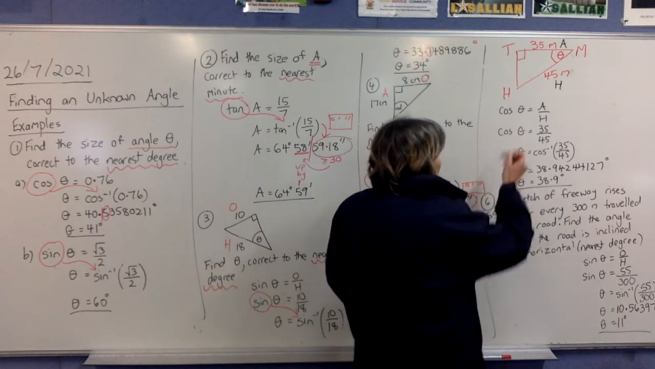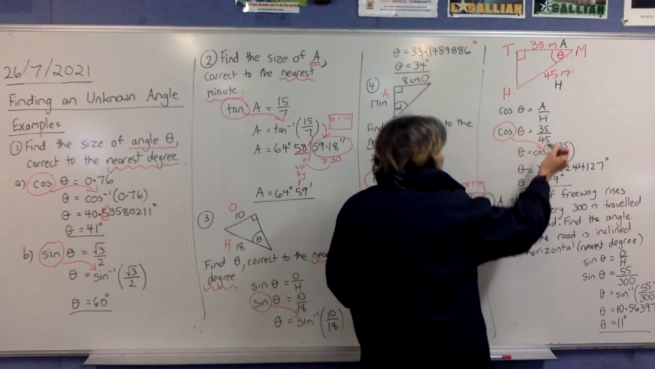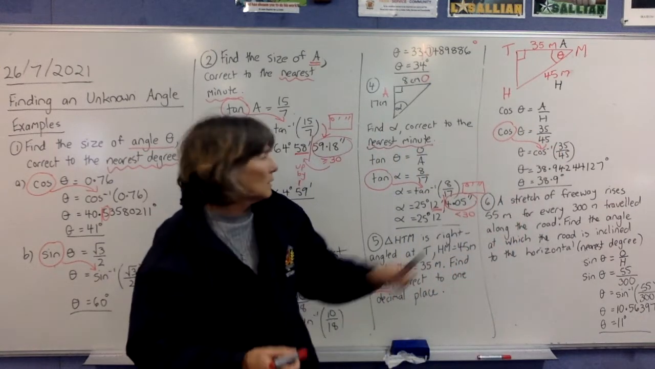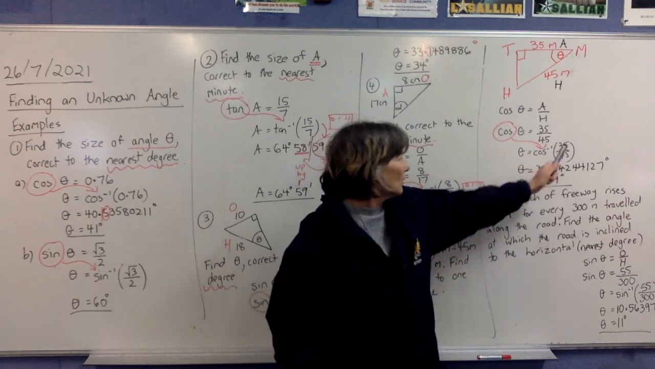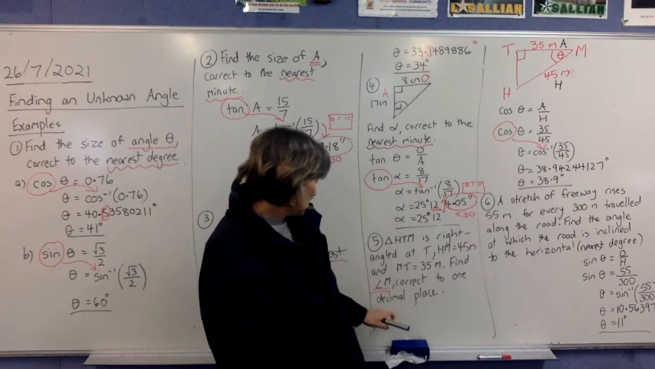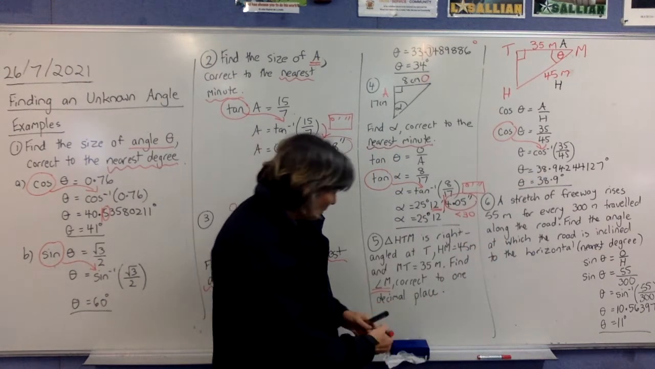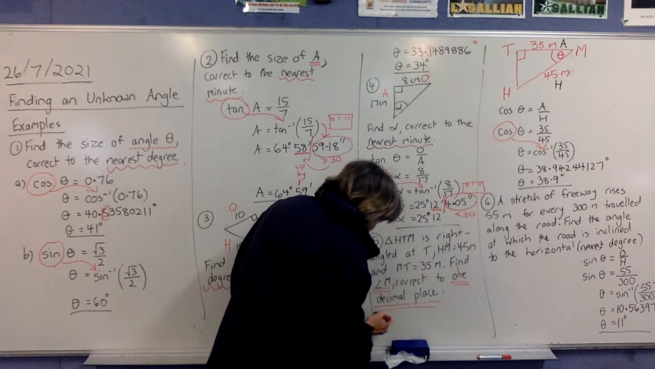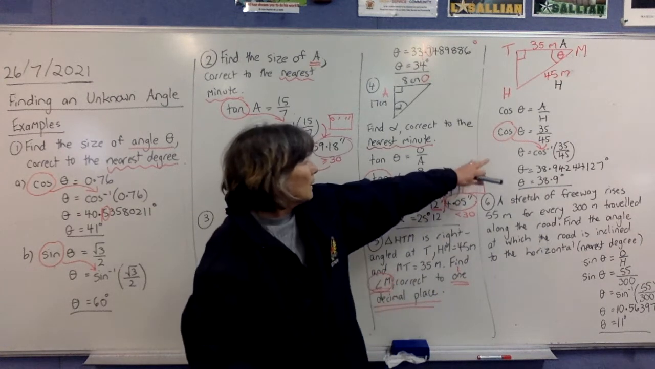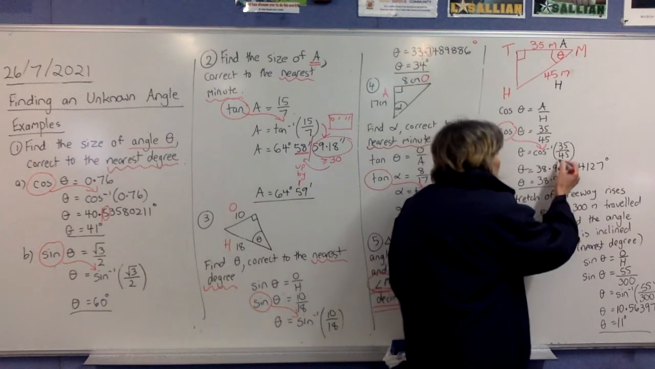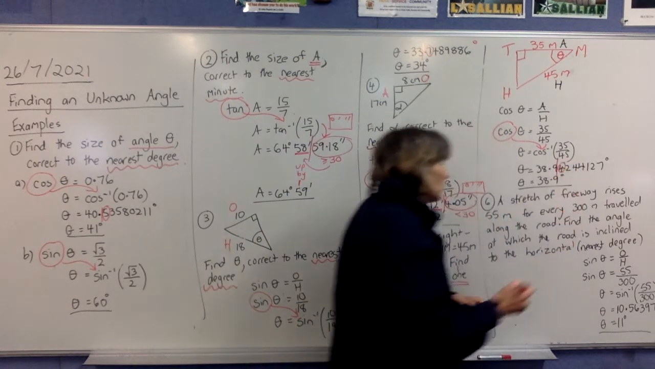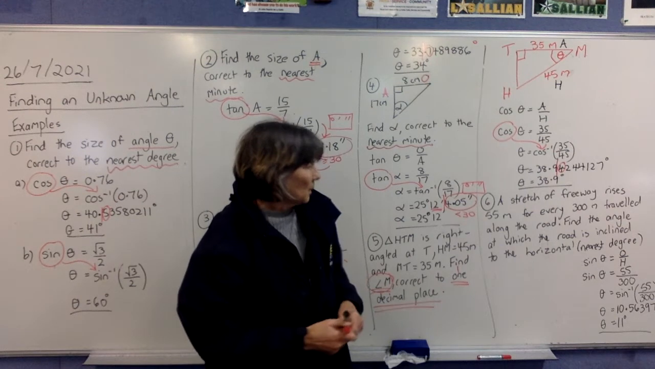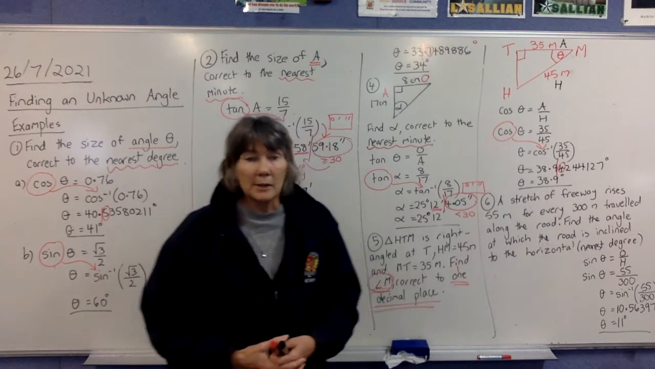Getting the theta by itself means we have to get rid of the cos. So we're doing inverse cos 35 over 45. And this one is to 1 decimal place. And if we go to 1 decimal place, it will be 38.9 degrees. Okay, now we're going to start getting into the word problems.